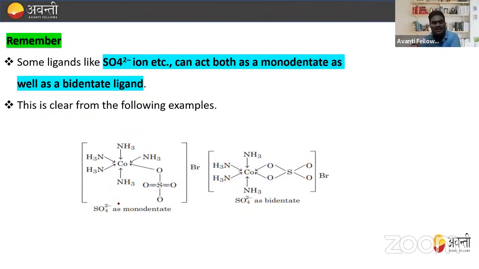Like here, they act as a monodentate. How? Because here in SO4 only one O forms a coordinate bond. The O will make a coordinate bond with the Co. Thus, we can say that SO4 acts as a monodentate here. Now here, these two O's act as donor groups. So here SO4 acts as a bidentate. So some ligands like the SO4 ion can act both as a monodentate as well as a bidentate ligand, right? So this we can explain.